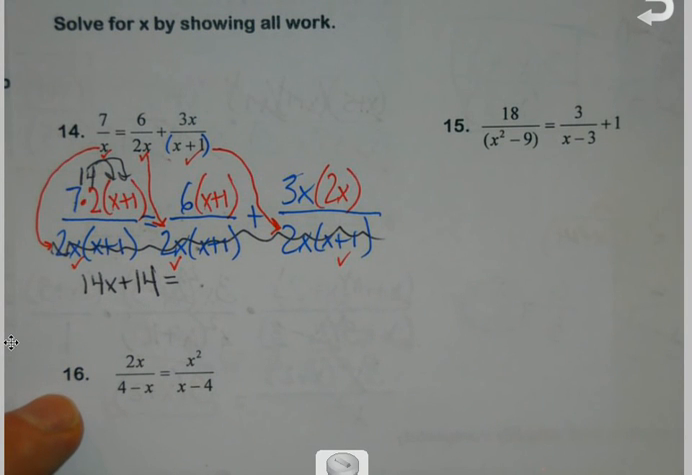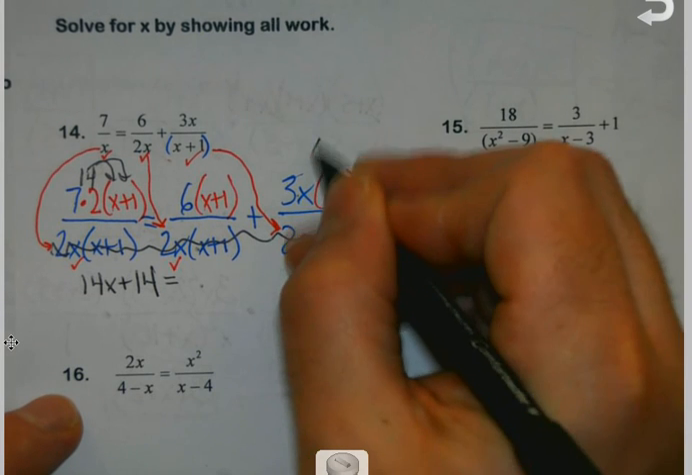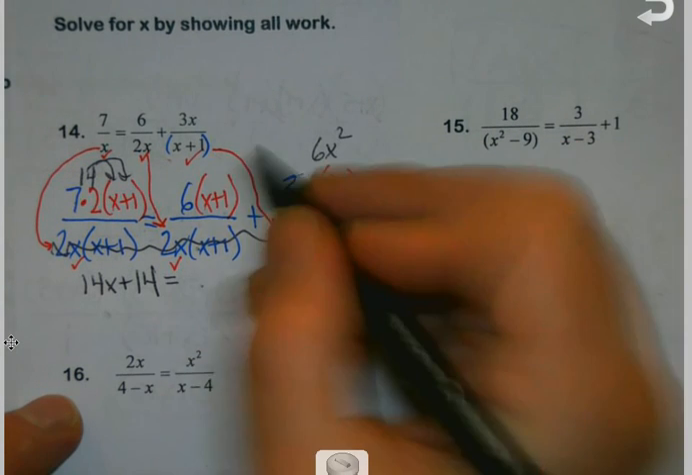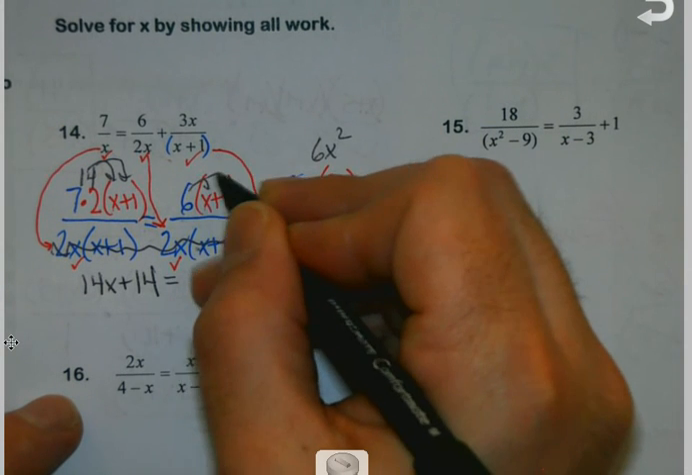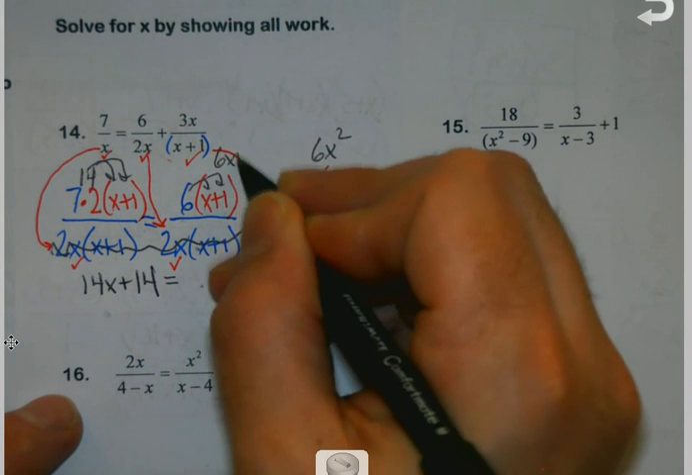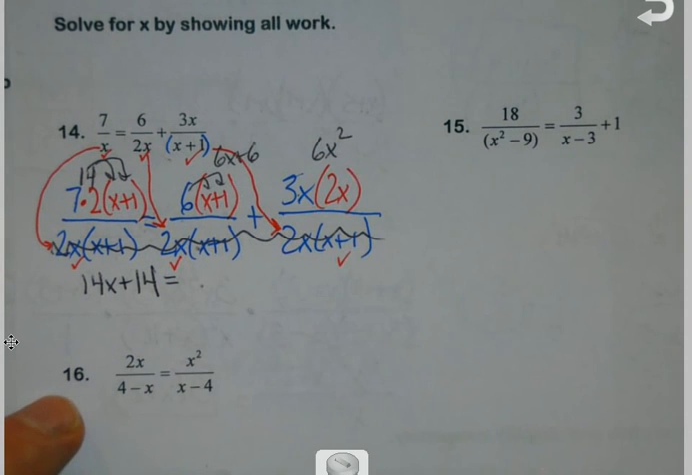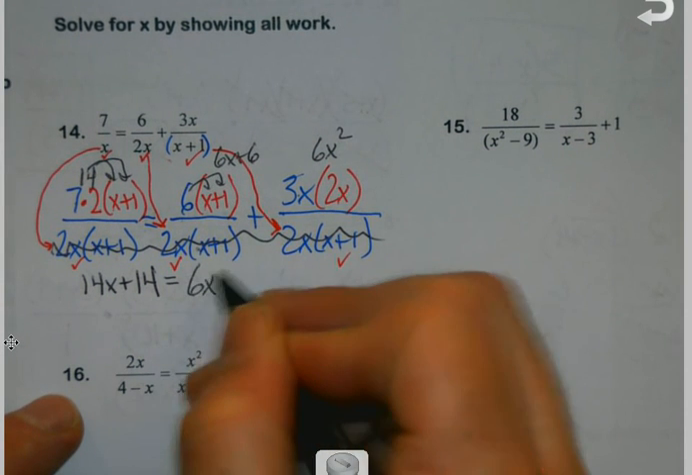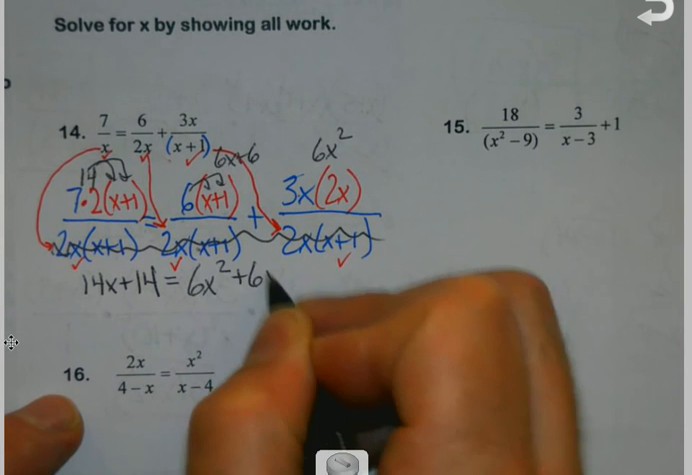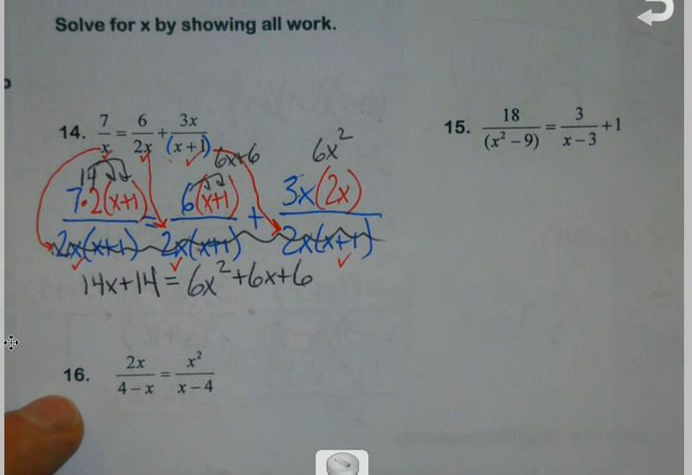Over here, if I'm looking around, I notice 3x times 2x is 6x squared. And if I distribute my 6 through, so that's a lot of 6s. 6x squared plus 6x plus 6. You're like, okay, so now what?